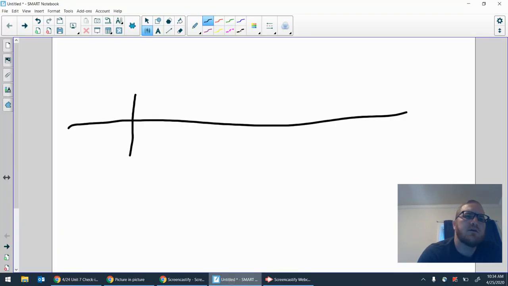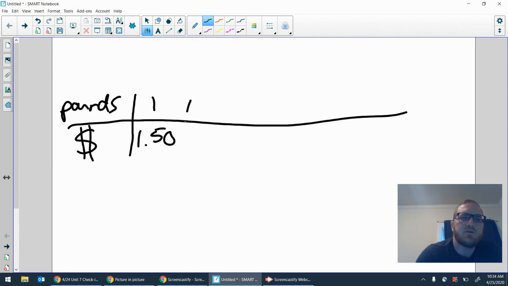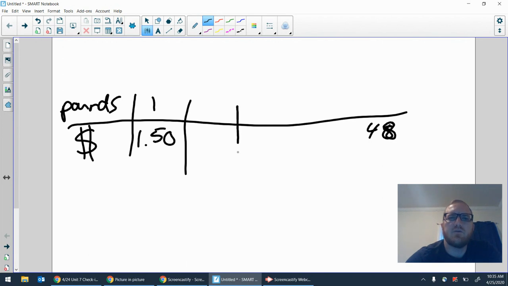So we have pounds, and then we have dollars. So 1 pound, we already know, costs $1.50. And we're trying to work our way up to $48. So we can do some nice big friendly jumps here. If we did 10 pounds, we get 10 times bigger. So our $1.50 turns into $15. Okay, so we're on our way.